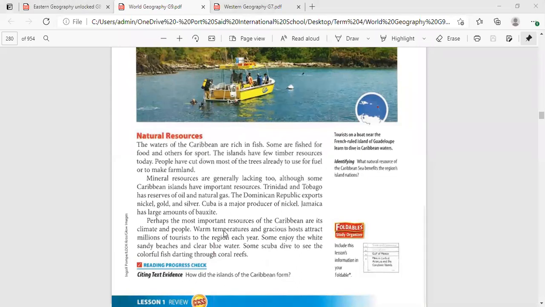The waters of the Caribbean are rich in fish. Some are fished for food and others for sport. The islands have few timber resources. Today, people have cut down most of the trees already to use for fuel or to make farmland. Mineral resources are generally lacking too. Although some Caribbean islands have important resources, Trinidad and Tobago has reserves of oil and natural gas.